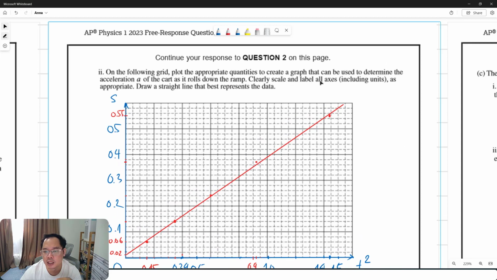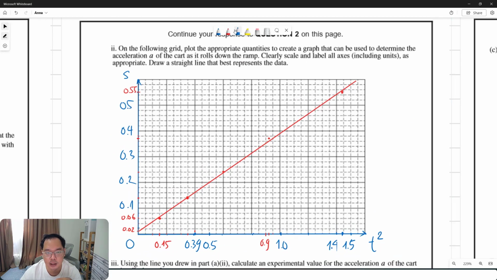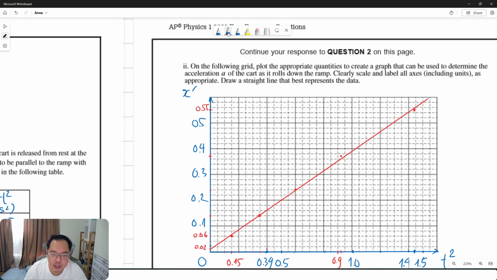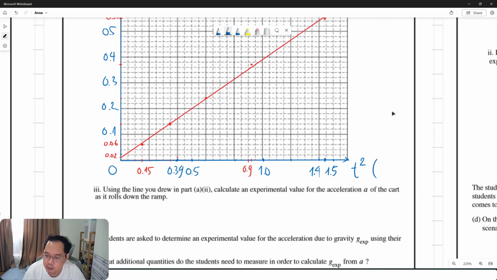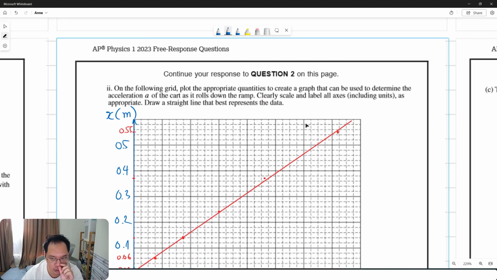Clearly scale and label all axes. Okay, we need to add more detail to this graph. X is the position measured in meters, and the horizontal quantity is the square time measured in seconds squared. We need to add these details into the graph, indicating the scale and the unit.